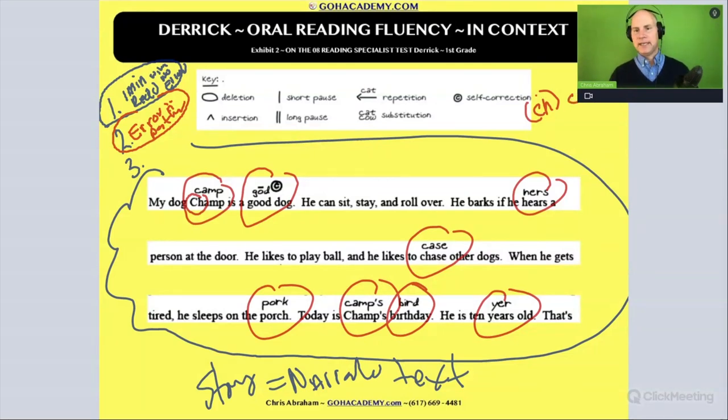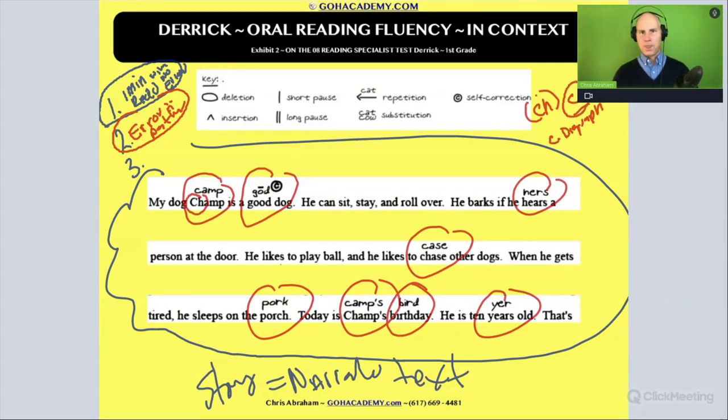CH in champ is a what? Okay, you're telling me right now it's a consonant digraph. Is that right? And if we want to be really fancy, we could say an initial. We'll just say for right now, a consonant digraph. Now, what exactly is that, a consonant digraph? A digraph is two letters that make one sound. A consonant digraph is two consonants that make one sound, and it's the initial sound of the word champ.